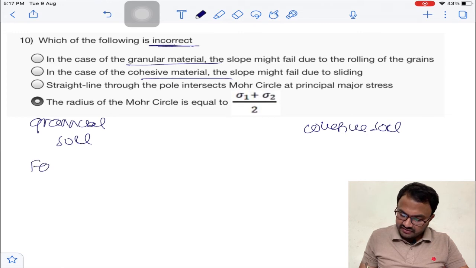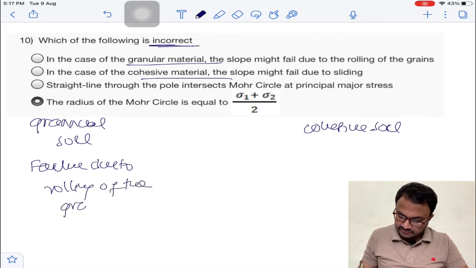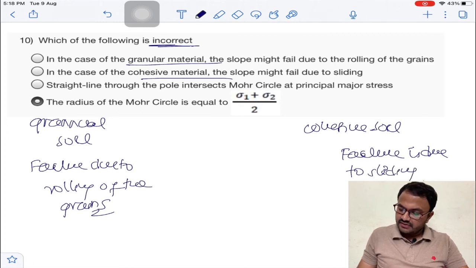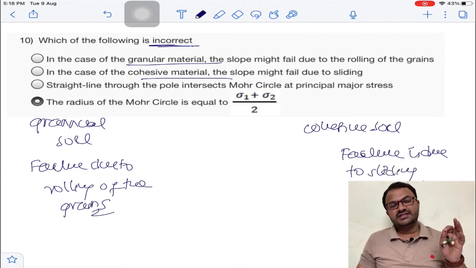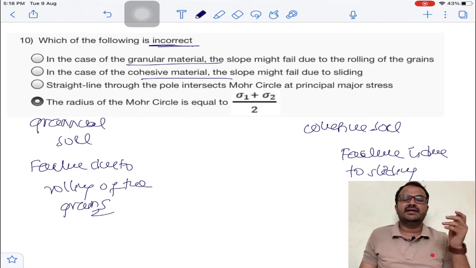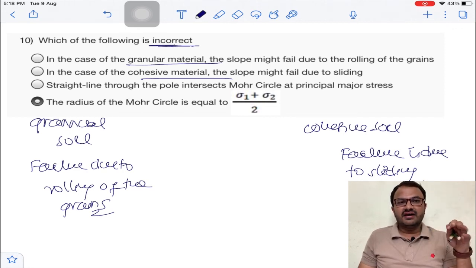In granular soil, failure is due to rolling of the grains. And in cohesive soil, failure is due to sliding. Okay, it is not due to rolling. So this is most important. Rolling is the cause for the failure in cohesionless soil, that is in granular soils like sand, and sliding is the reason to cause failure in cohesive soil, that is something like in black cotton soils.